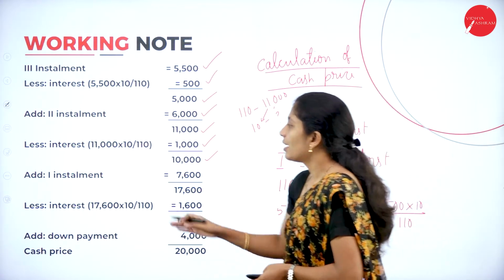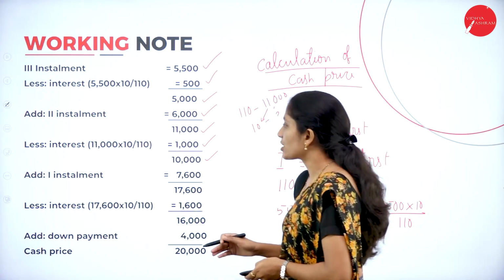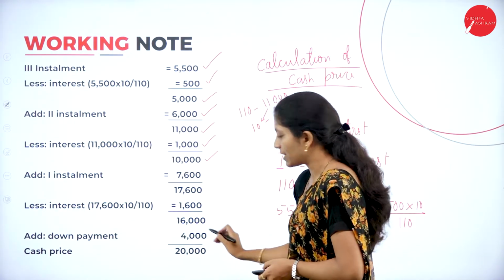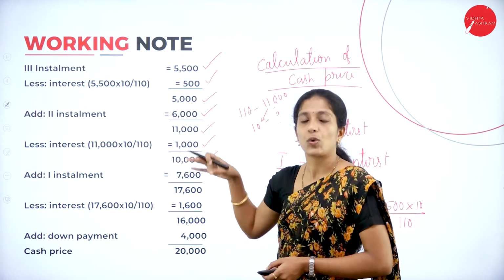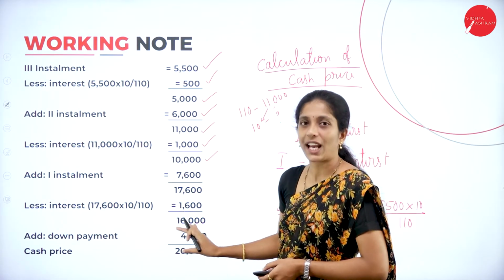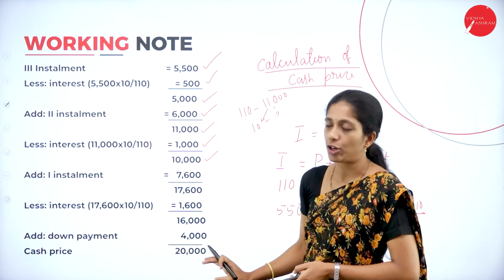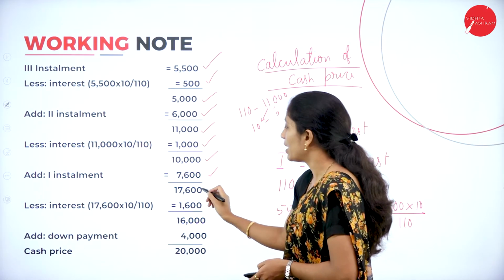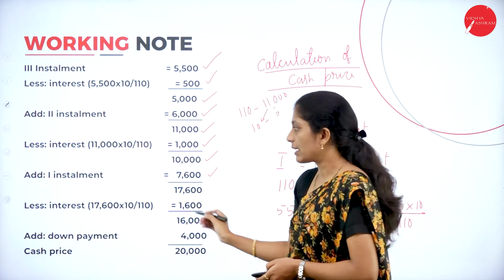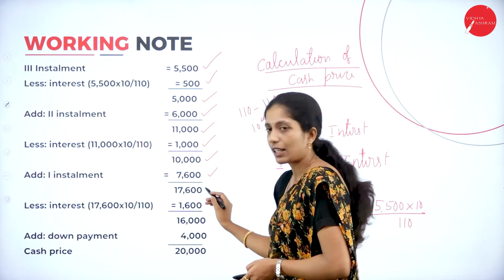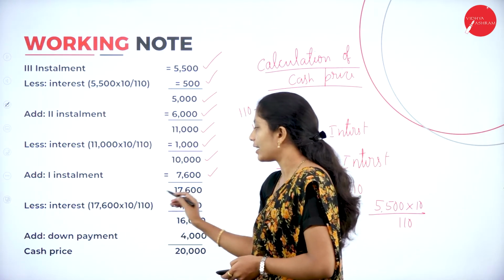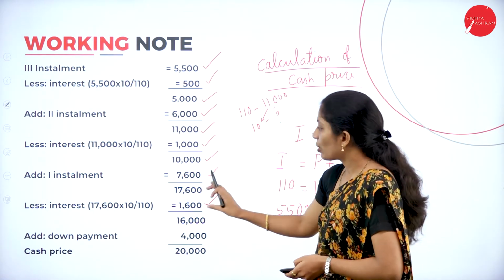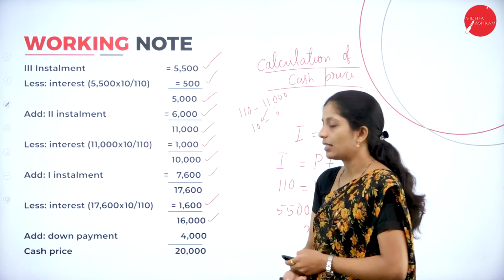installment. Next, add first installment. How much is first installment? They have given 7,600. We want cash price, right? So, whatever we have to deduct, whatever we have to add, we have to do that, then we'll get the ultimate cash price. So, first installment is 7,600. Add this first installment. So, the total is 17,600 less interest. Calculate upon this amount, 17,600 into 10 divided by 110. So, I'll get 1,600. When you deduct, I'll get 16,000.